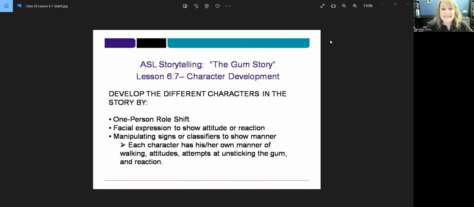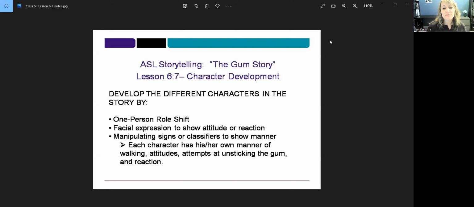In lessons 6-7 and 6-8 in Signing Naturally, we're going to talk about two more elements of successful ASL storytelling. First, we're going to look at character development. When you write a story, you want to make sure that the character is rich, relatable, understandable. You know who the person is. In ASL, it's kind of similar.